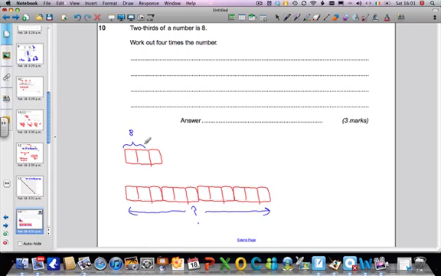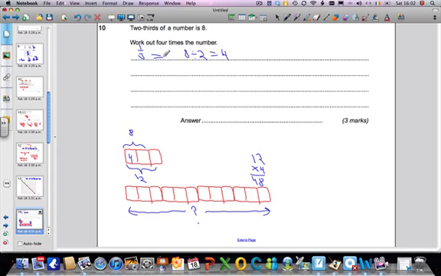So a little picture can go a long way. If I know 2/3 is 8, that means one of these little blocks must be 4, which means the whole block must be 12. So each block is worth 12, and I have 4 blocks here. 1, 2, 3, 4. That means I must have 4 lots of 12, which gives me 48. So essentially what you're doing is you're doing 8 divided by 2 to get 4. That tells you what 1/3 is.